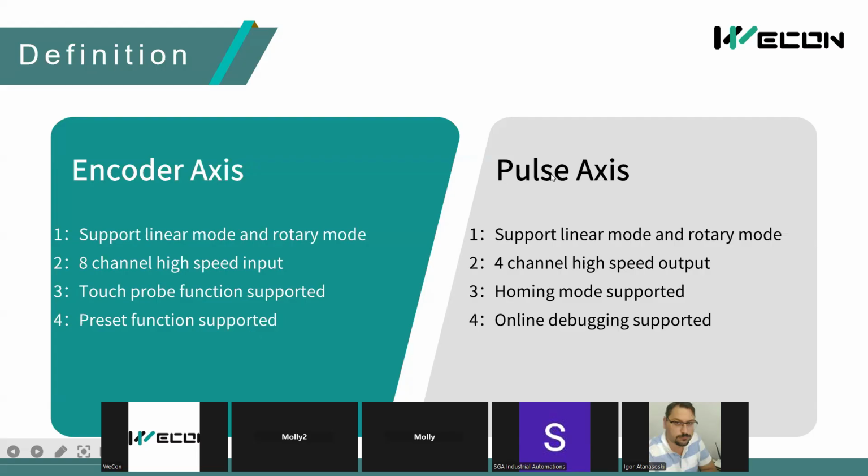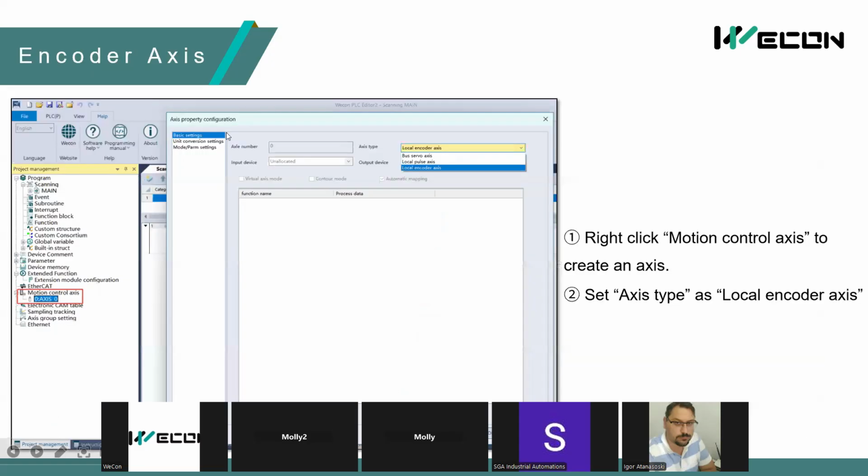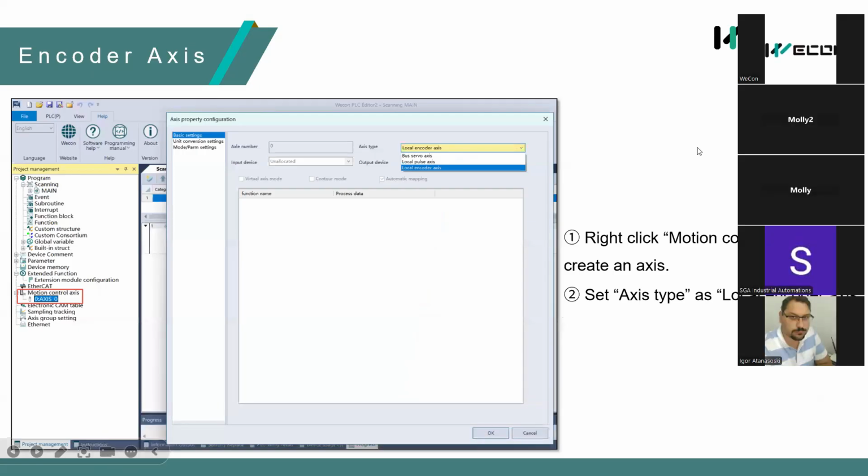For the post axis, we also support linear mode and rotary mode, and we have 4-channel high-speed output. And in software, we can configure the homing mode and use software to do the online debugging. Now let's first check the encoder axis.